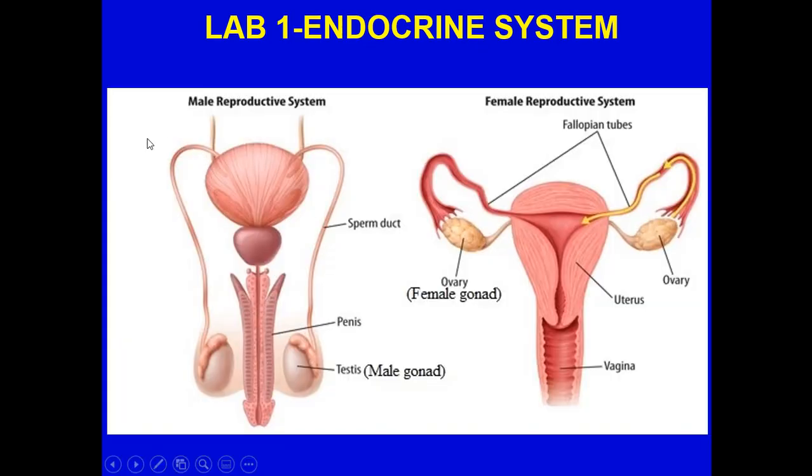Here you see the male reproductive system, and you see down here where the testes are, the scrotum would be right here. And here you see the female reproductive system with the fallopian tubes and the ovaries right here.